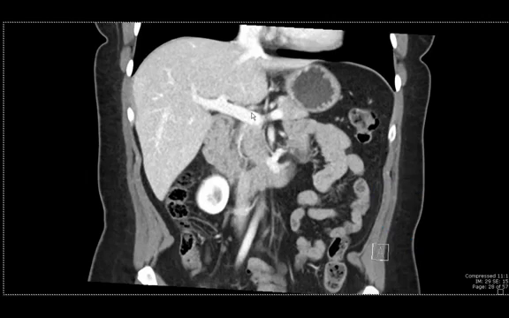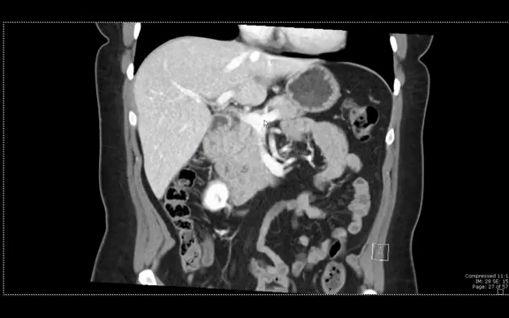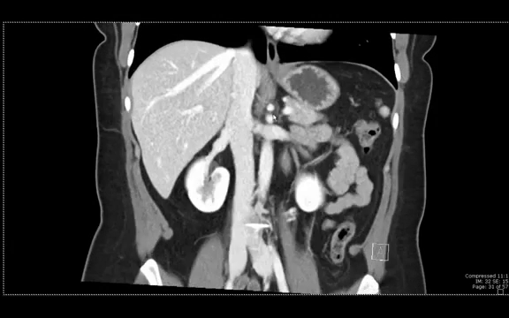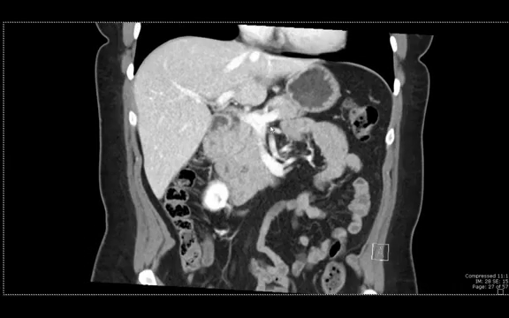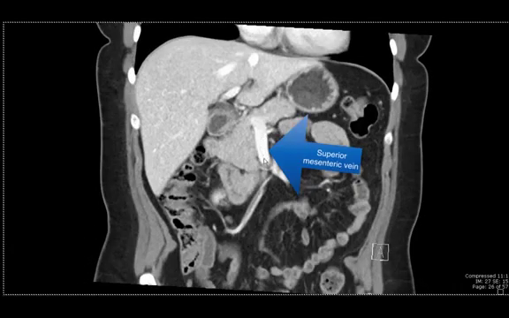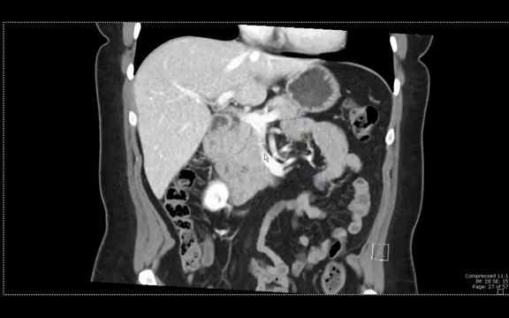On this image over here, you can see the main portal vein splitting up into the right portal vein and the left portal vein. This is the splenic vein that drains into the main portal vein. You can see it coming from the spleen. And this is the superior mesenteric vein, this structure over here, which drains the small bowel and the majority of the colon, and that drains into the main portal vein over here.